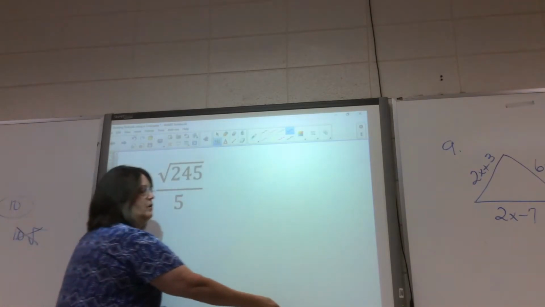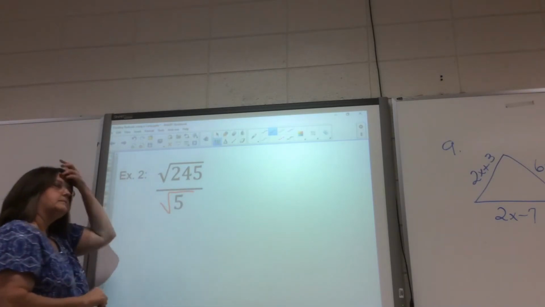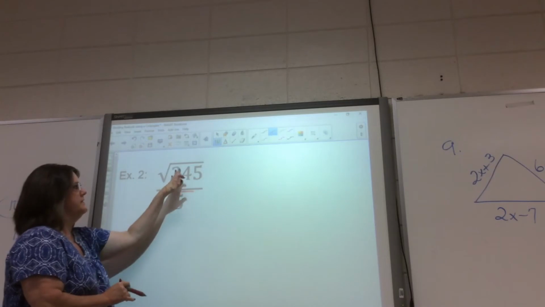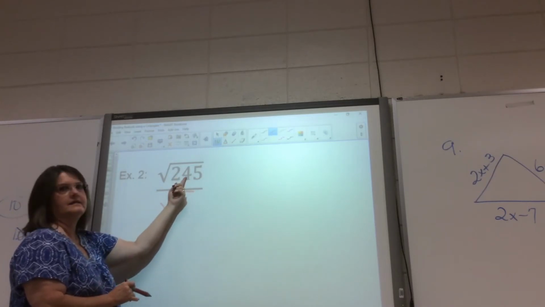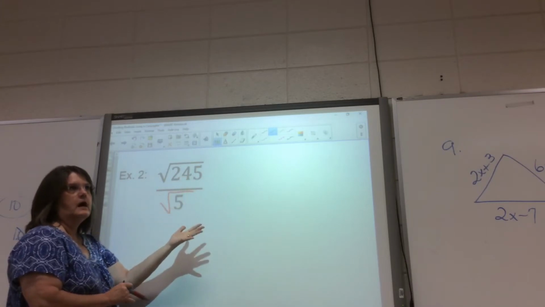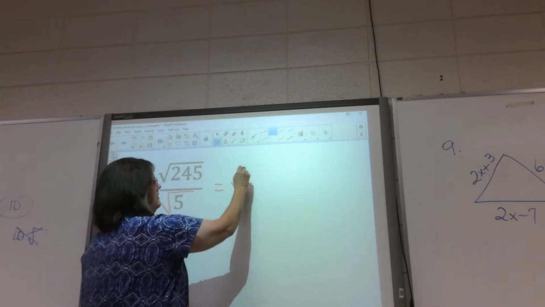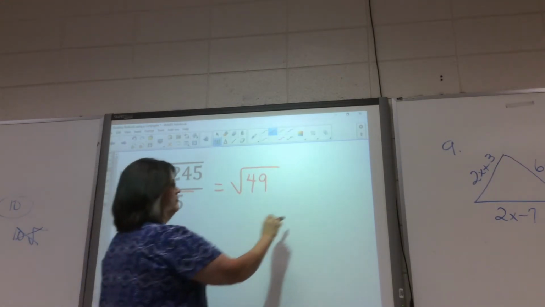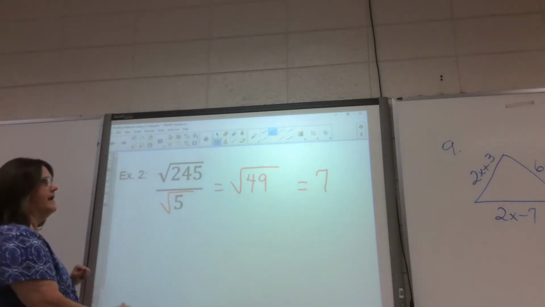Now, sometimes we don't have to do that. This should have a square root symbol here. Sometimes when we see something like this and we know that this number divides into this number, we can just divide. So 5 goes into 245 49 times, and the square root of 49 is 7, and we're done. That one is simple.